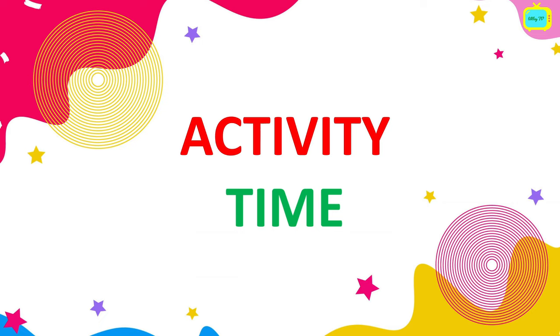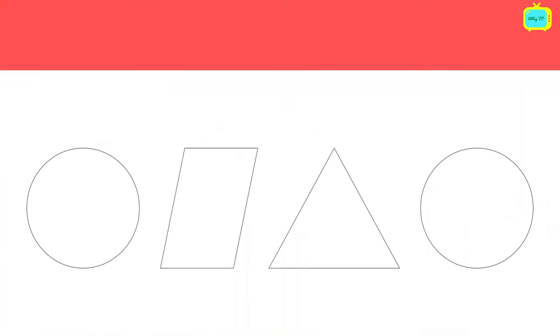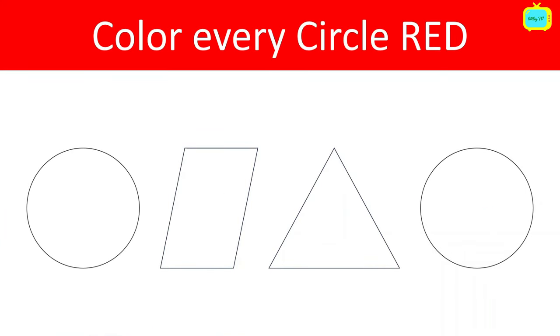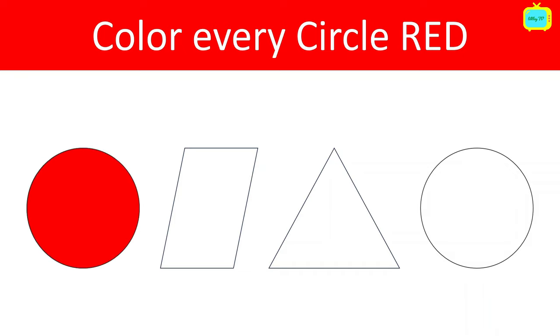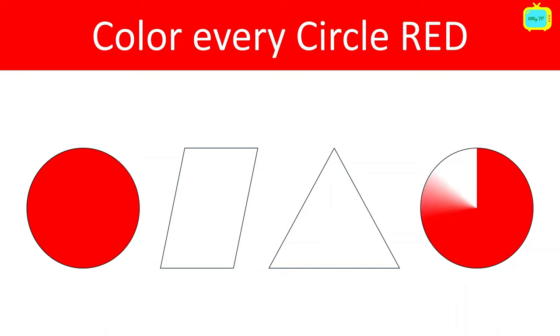So kids, it's activity time. Kids, we have to color every circle in red color. Can you tell me where is circle? So let's color it. Red. Red circle. I can see one more circle here. Let's color it. Yay! Red circle.